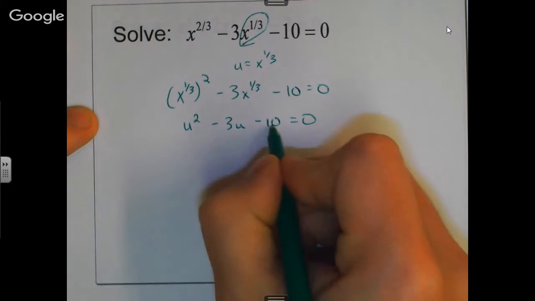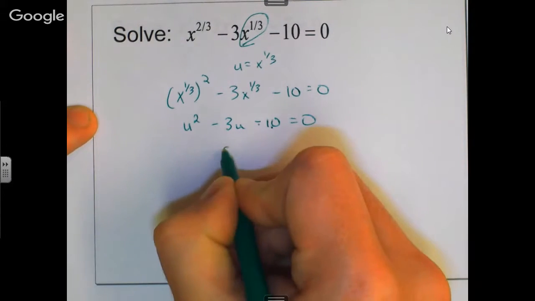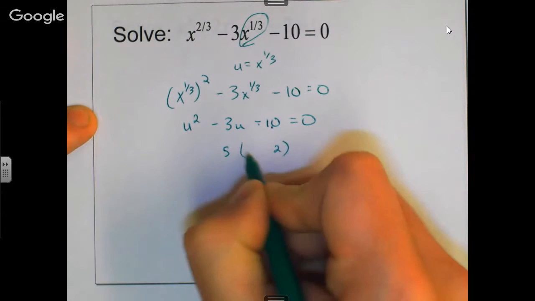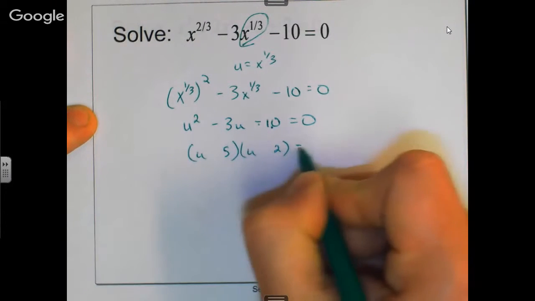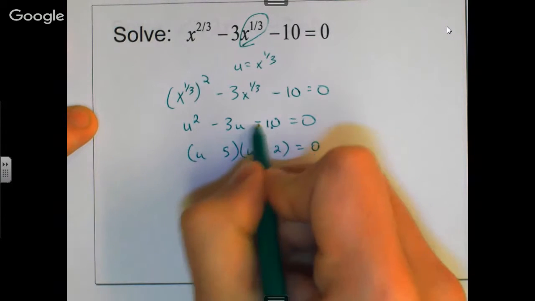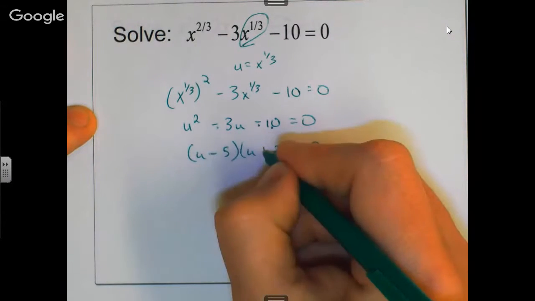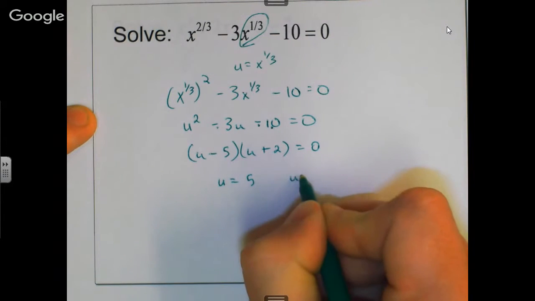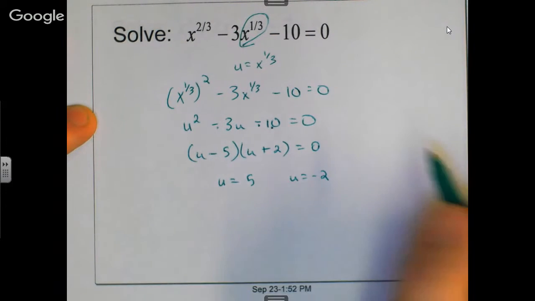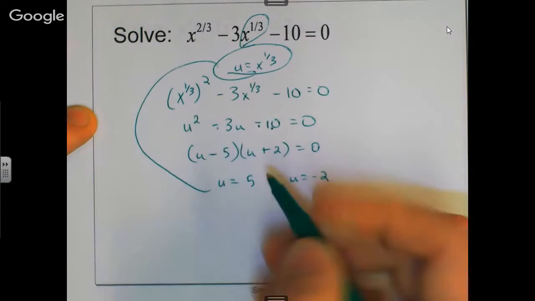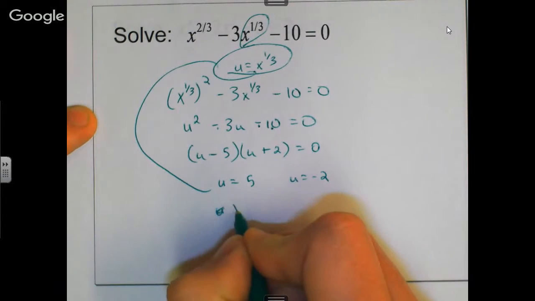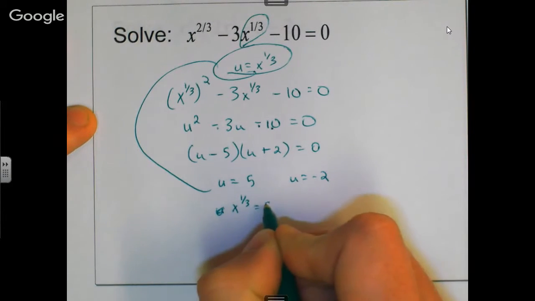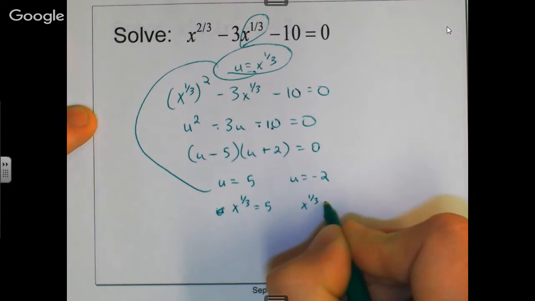So factors of 10 that subtract to 3, that's 5 and 2. The signs are different. The bigger one is negative. So I have u equals 5, u equals minus 2. Take this and plug it back in. x to the 1/3 is 5. x to the 1/3 is minus 2.